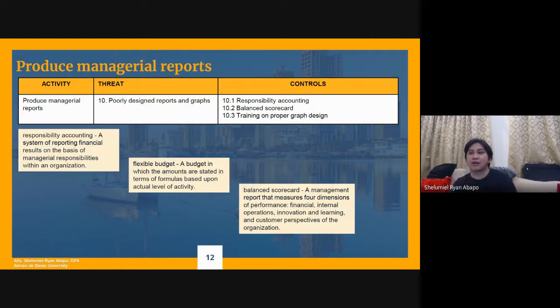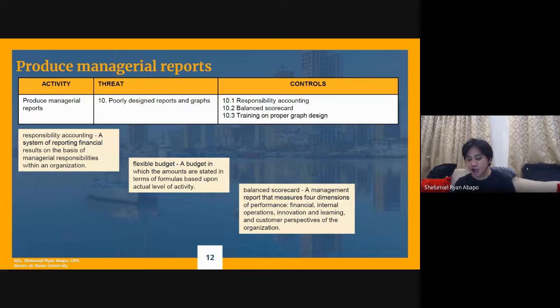Ano naman itong tinatawag natin na balanced scorecard? A balanced scorecard, class, is a report that provides a multidimensional perspective of organizational performance. A balanced scorecard contains measures reflecting the four perspectives of the organization. What are these four perspectives? First will be financial. Second is customer. Then third will be internal operations. And then fourth will be innovation and learning. Okay?